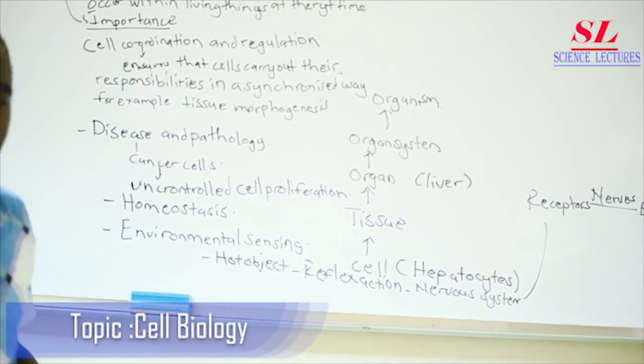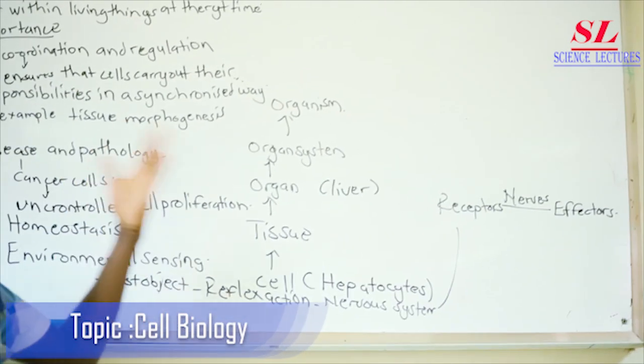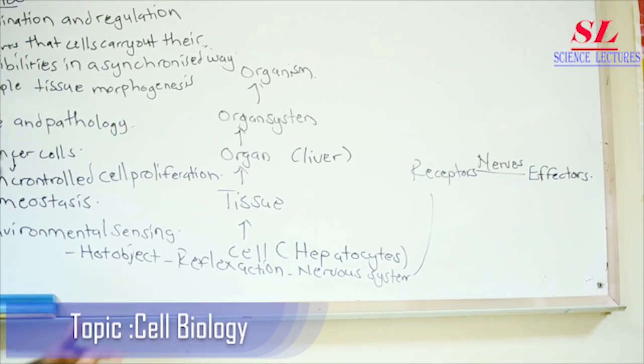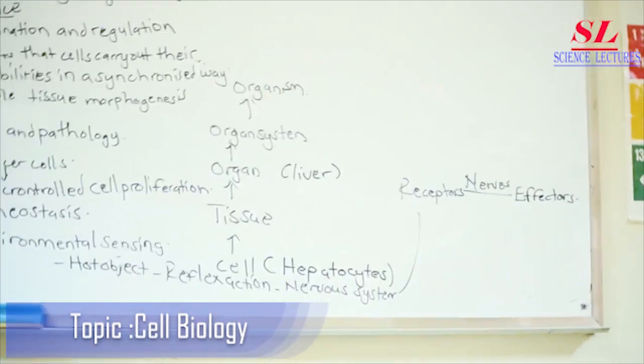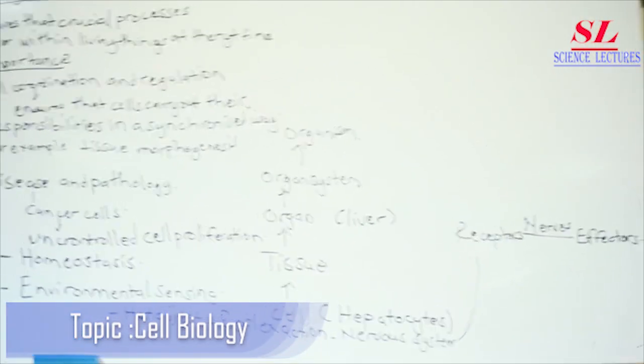But environmental sensing can cover other aspects, things like when the temperatures go high, when it is very cold. All those are sensed and coordinated for by cell signaling.